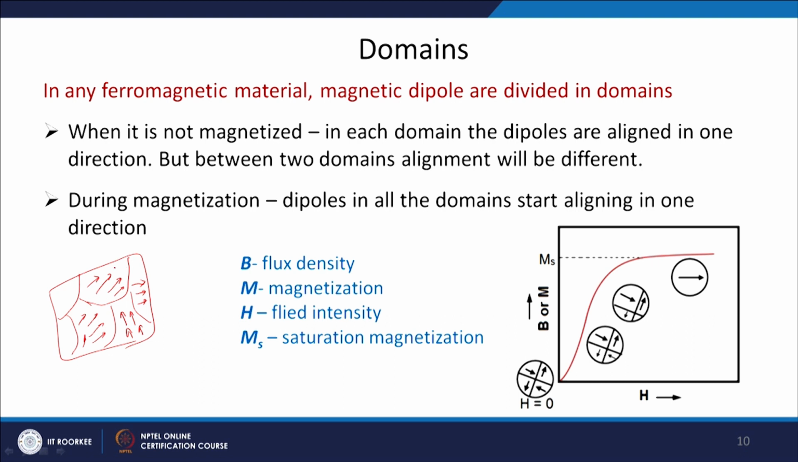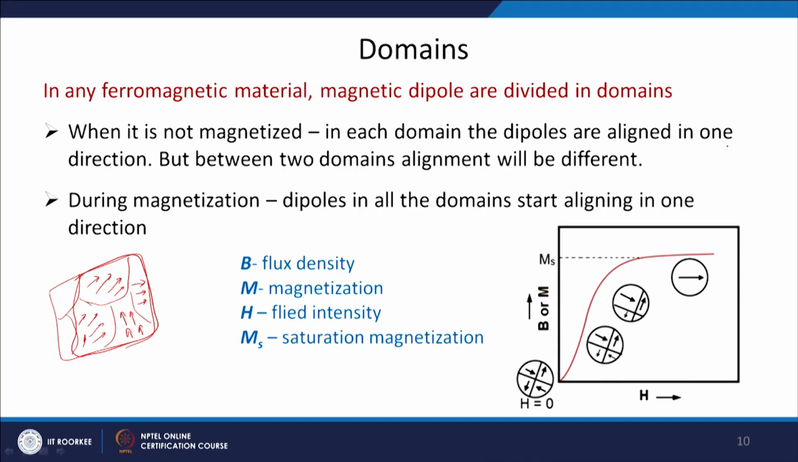So a domain can be within one grain. So you can have one grain like that, and in this one grain you can have domains like this, within a grain itself. So they are not divided between the grain. A single grain can have multiple domains, and in each domain you will have some alignment of dipoles. So when it is not magnetized, in each domain the dipoles are aligned in one direction, but between two domains alignment will be different. So in a domain the alignment is going to be same, but if you compare between two domains the alignment is going to be different.